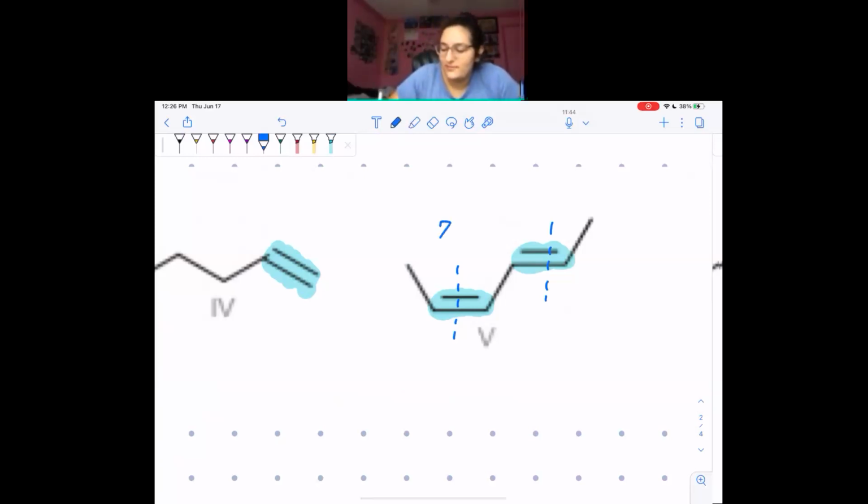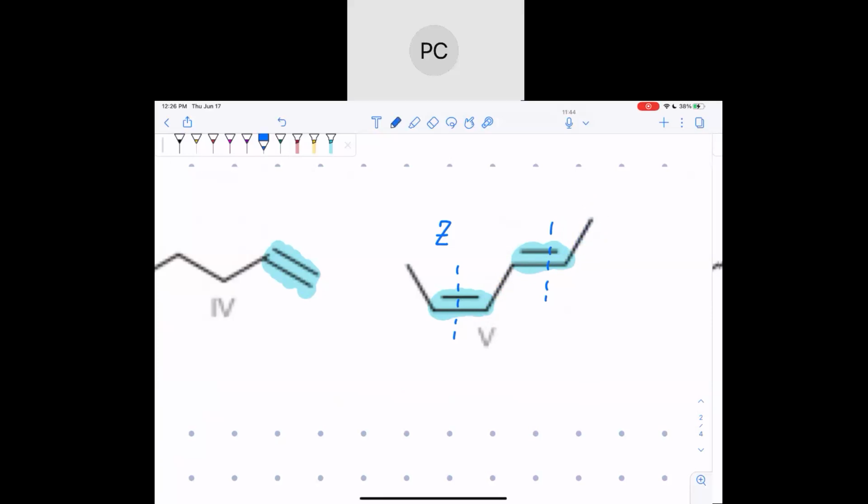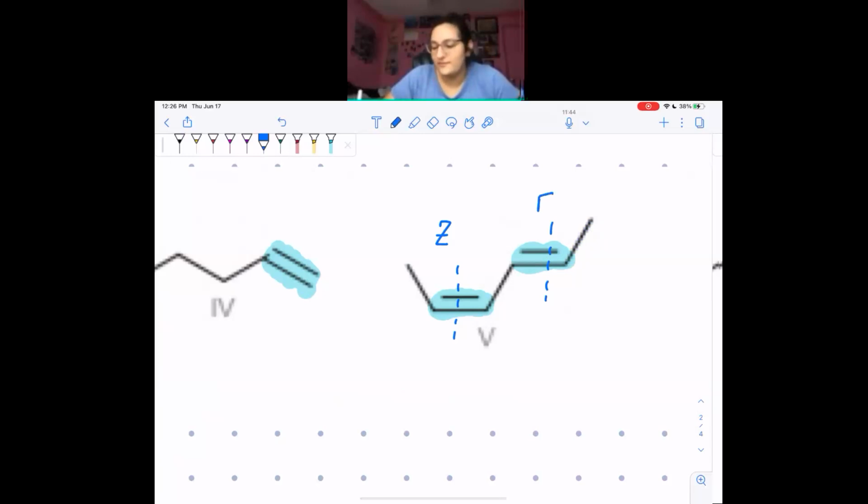Awesome. And then on this side, we have substituents pointing opposite directions. So what do we think? Is this E or is it Z? That one is E. I totally agree. All right. So for this one, since it is conjugated, can we talk about conformation?